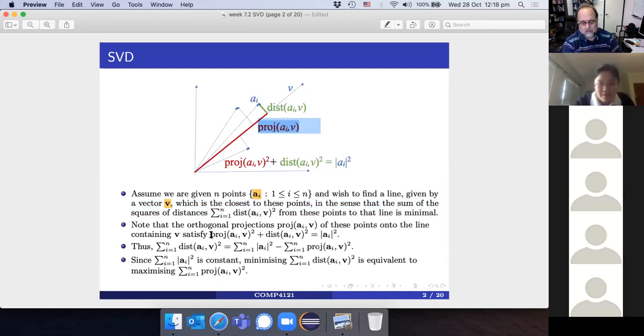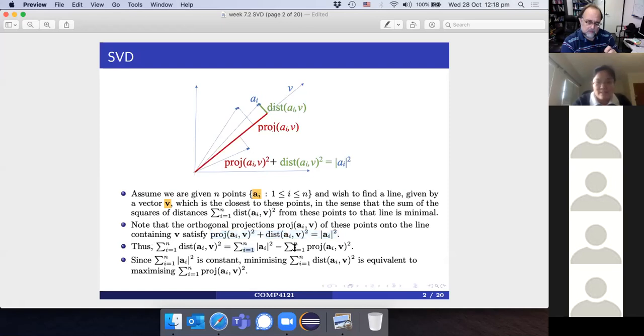According to the triangle theorem, we can get this equation: the square of the projection of AI on V plus the square of the distance between AI and the line V is equal to the square of the length of AI. Guys, if you have any question, please leave a question in the chat box, or you can just unmute yourself.